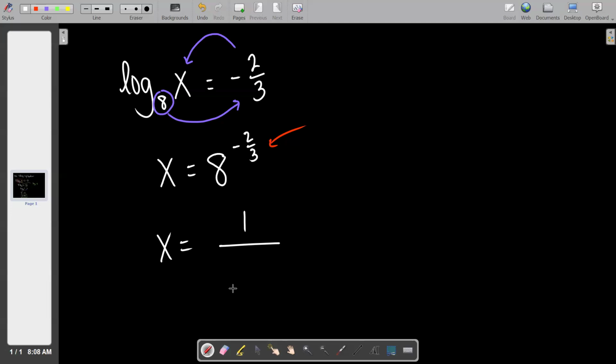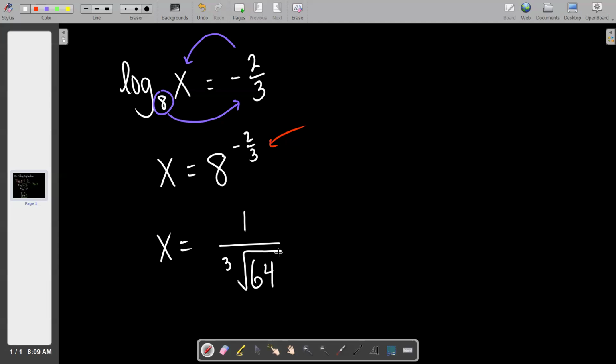What flavor of root are we going to build? A cube root, right? And then inside I'm going to put 8 to the second power, which is 64. Yeah, 8 to the second power is 8 squared, 64. Yes, and so good observation.